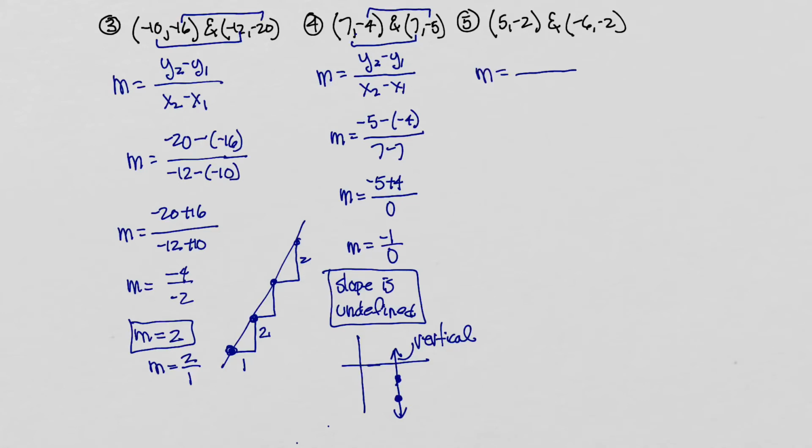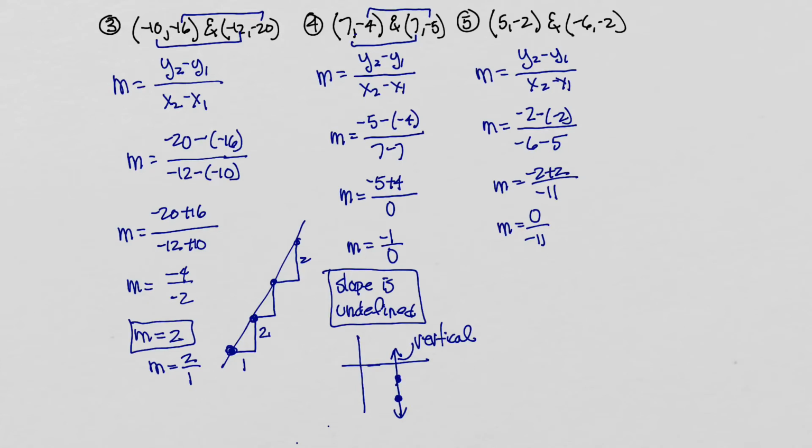So I'm going to start with a formula. M equals this fraction, y2 minus y1 over x2 minus x1. This will give us that m is equal to second y minus first y. Negative 2 minus negative 2, right? Be careful with the negatives. Negative 2 minus negative 2 over negative 6 minus 5. How about m equals negative 2 plus 2, oh, I see a 0 there, over negative 11. So m is equal to 0 over negative 11.